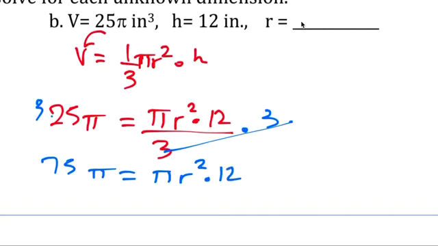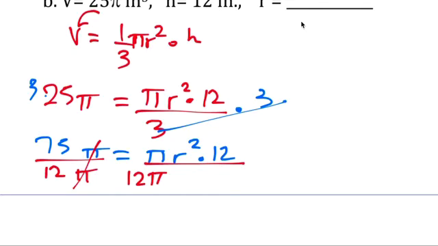Well, we want to get rid of both the 12 and pi, correct? So you divide by 12 and pi. Pi and pi is 1. And then we leave ourselves r squared is 75 divided by 12. I doubt if it goes in evenly. It is 6.25. Now, on your calculator, I'm going to use the Google calculator here.